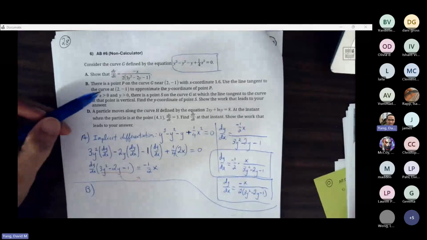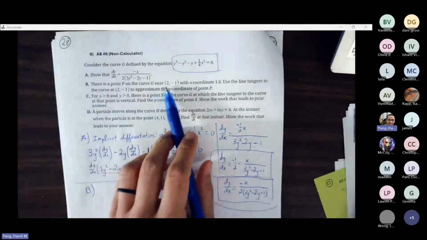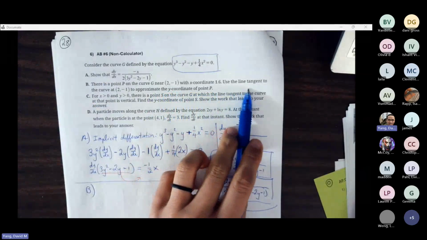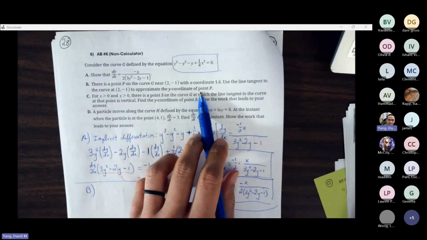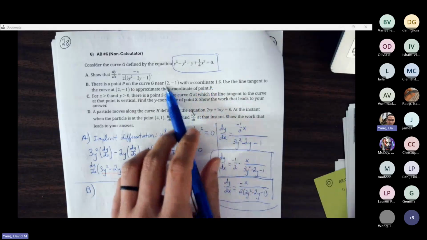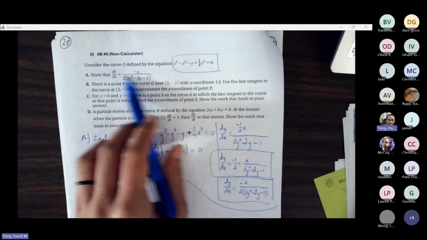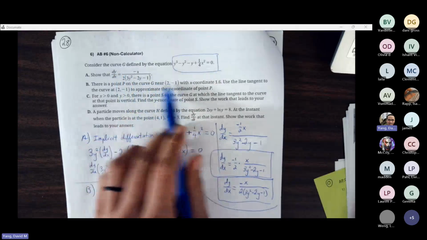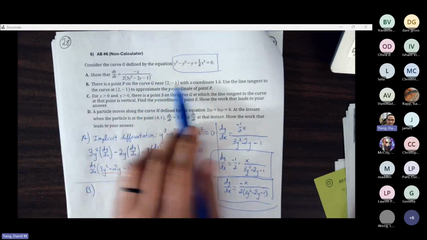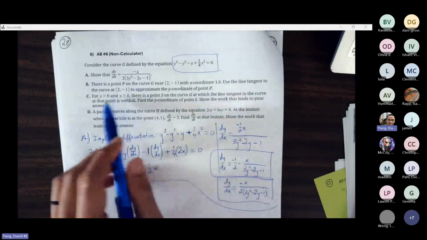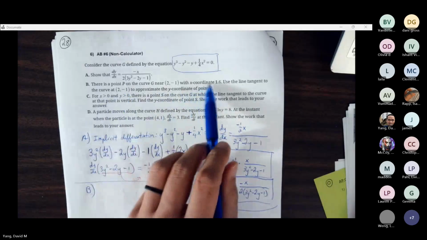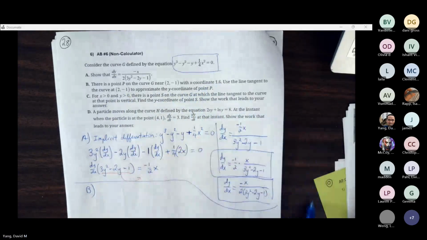Part B, there's a point on the curve near (2, -1) with x coordinate 1.6. Use the line tangent to the curve at (2, -1) to approximate the y coordinate of point P. So this is simply a linear approximation. We're going to take the ordered pair (2, -1), put it into the derivative to get our slope, and then do point slope form. And then once we get point slope form, we can plug in 1.6 at the end.